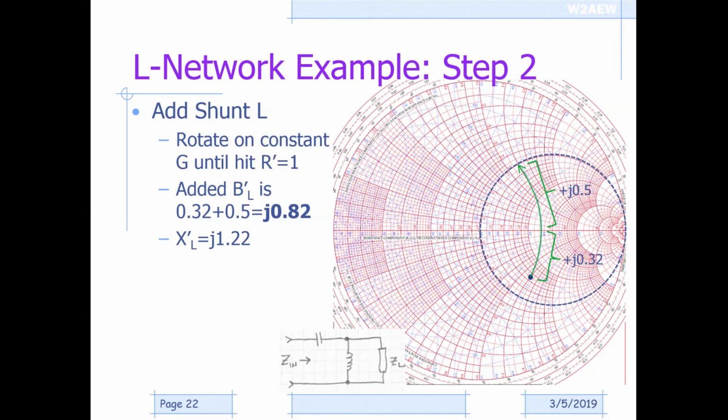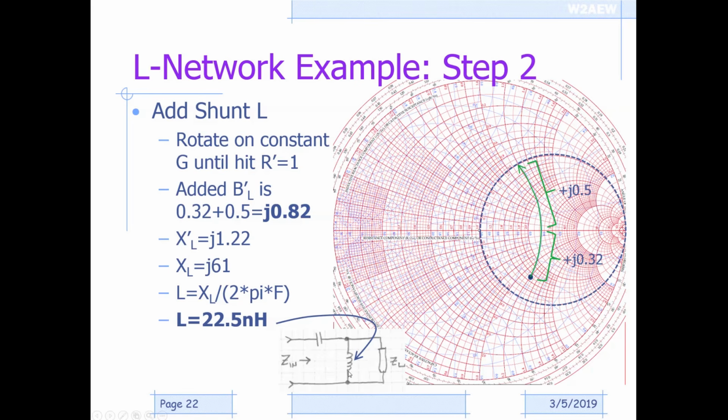Okay, so if we invert that, that tells us that our normalized inductive reactance is 1.22, and we multiply that by 50, and that gives us an inductive reactance of 61 ohms, and then we can calculate back from our 432 megahertz operating frequency to an inductor of 22.5 nanohenries.